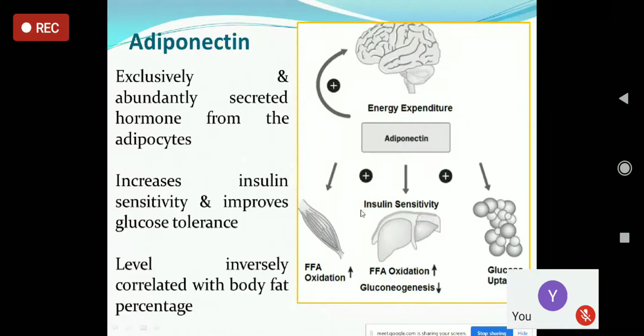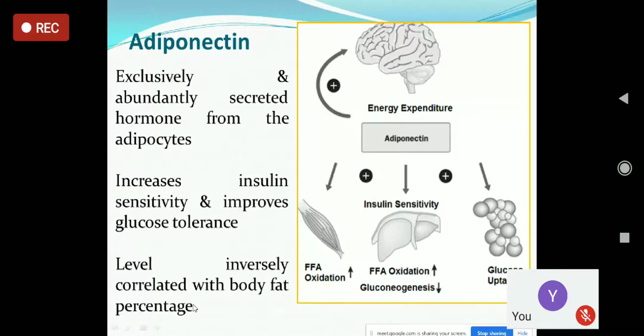When insulin sensitivity is improved, there is an increase in fatty acid oxidation in the muscle, an increase in fatty acid oxidation in the liver, a decrease in gluconeogenesis, and also an increase in glucose uptake by the muscles and by the adipose tissue. So adiponectin is a good hormone that is released from the adipocytes.